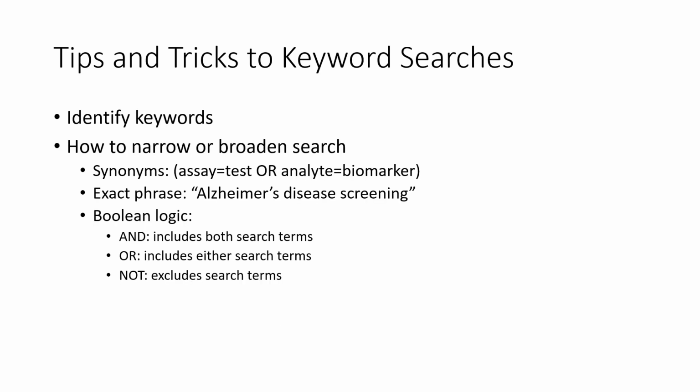So here's some tips and tricks to keyword searches. You're going to identify your keywords, so things like biomarker, Alzheimer's, assays, prognosis, and then you're going to narrow or broaden your search. So you want to think about synonyms. So assay and test can be the same thing, analyte and biomarker. So you might want to include a search that uses test, and a search that uses assay to try to get the most results.